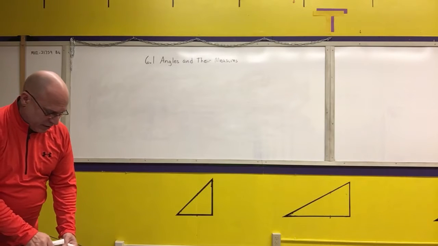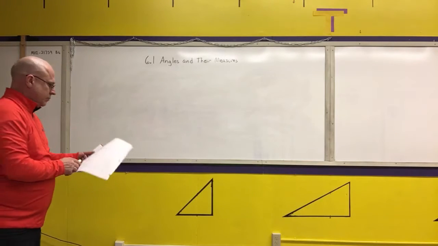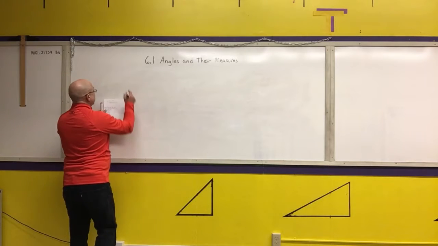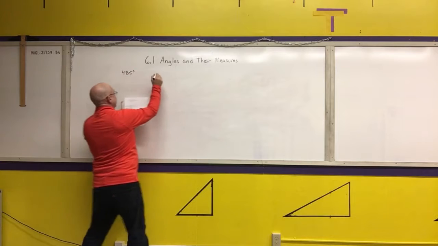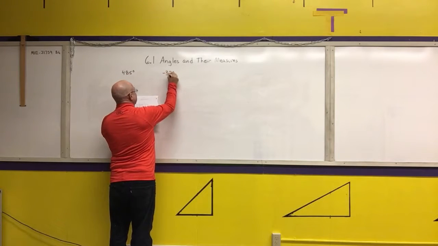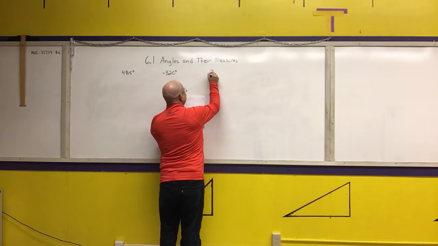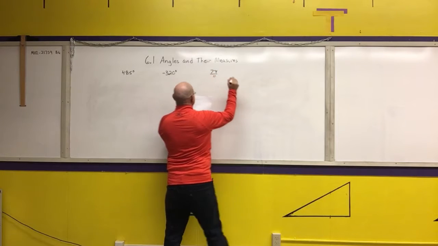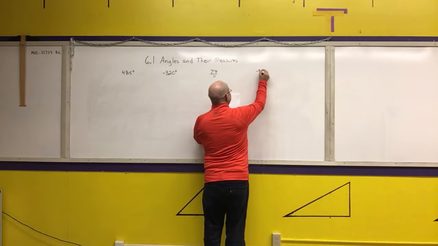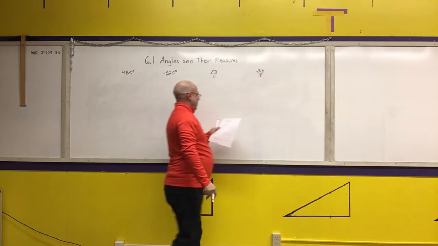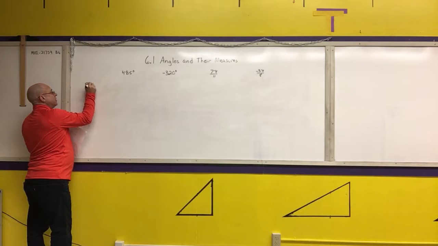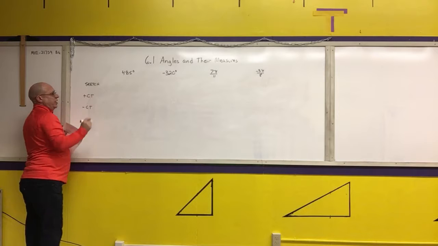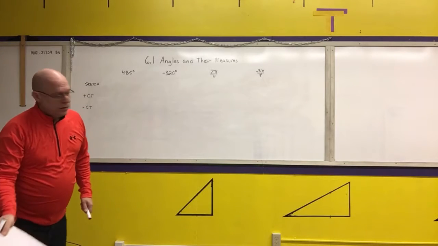So I am going to do the following: 485 degrees, negative 320 degrees, 7 pi 11ths, negative 3 pi 8ths. So, first thing I want to do is sketch. Then I want to find a positive coterminal and a negative coterminal angle for each one of those.